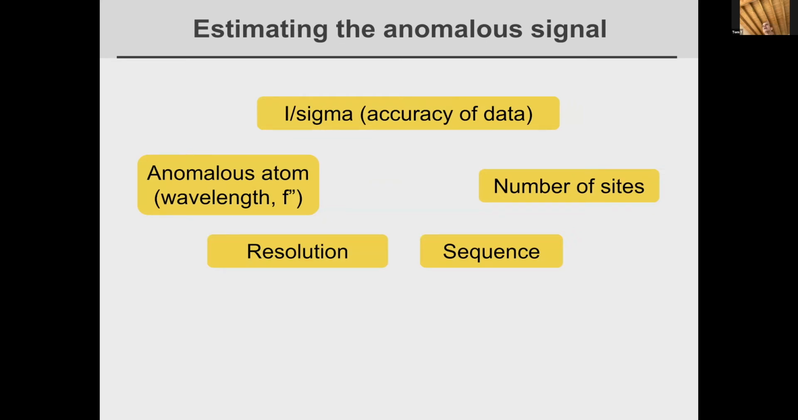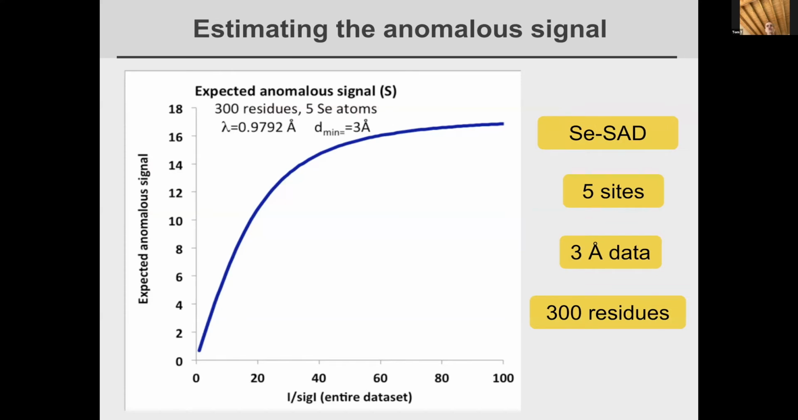We can simulate that, and that's what we did, and then go right on to the next slide. So we're going to have all these factors that go into it, and we can simulate the anomalous signal. Perfect. So here's what we just did a moment ago, although this happens to be 3 angstroms instead of 2.5. And I've plotted here, the x-axis is the I over sigma. So this is what we had a question about. How high does my I over sigma have to be? And this is a plot where the x-axis is how high is the I over sigma, and the y-axis is how high the anomalous signal is for this situation where we have 300 residues, 5 seleniums at the peak wavelength and to a resolution of 3 angstroms.